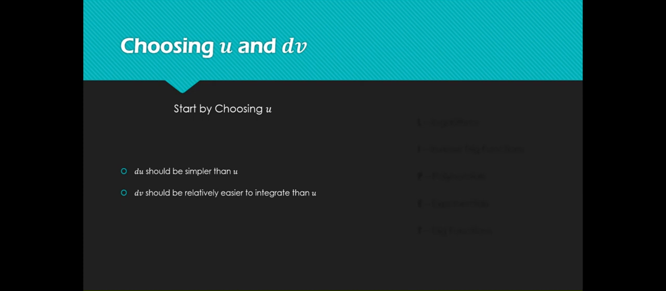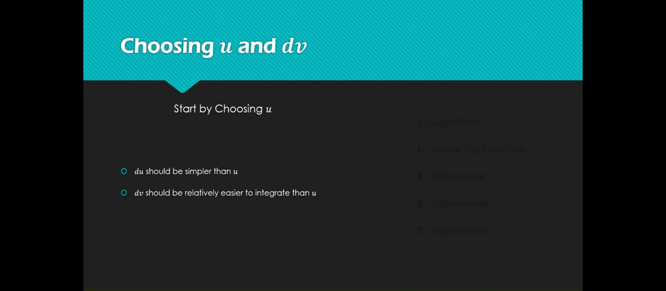Something to keep in mind when you're doing this is how to choose u and dv. Usually I start out by picking the u, and you want to pick the u to be something that is easy to take the derivative of, and where the du is going to be simpler than the u that you started with. The whole idea of this integration by parts formula is to make things simpler. And then for the dv, because I have to integrate it, I want it to be something that is relatively easy to integrate, definitely something that would be easier to integrate than u.